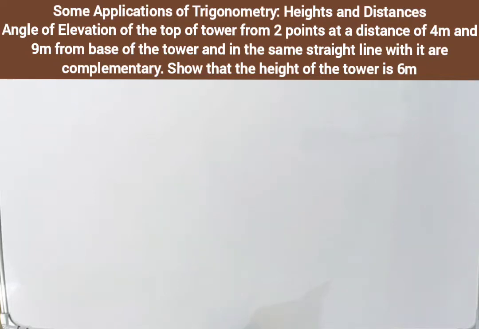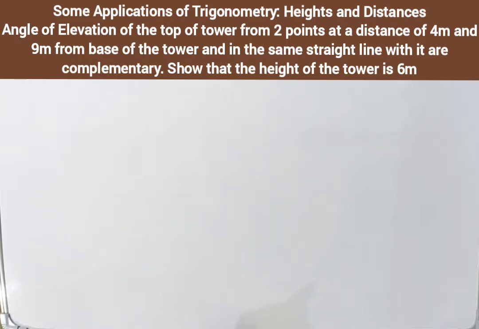So here is an exercise problem where the angle of elevation of the top of a tower from 2 points at a distance of 4 meters and 9 meters from the base of the tower, and in the same straight line with it, are complementary. Show that the height of the tower is 6 meters.